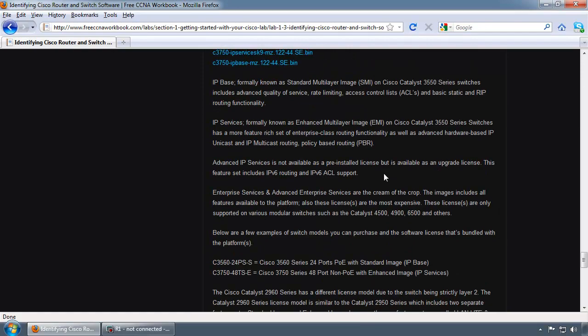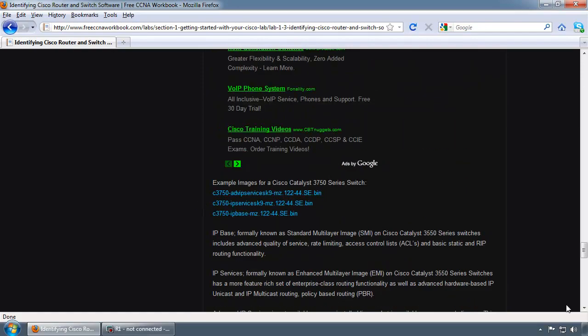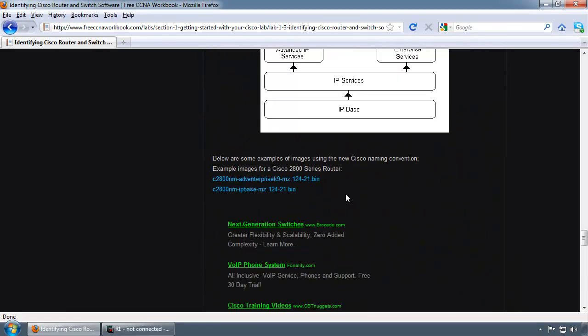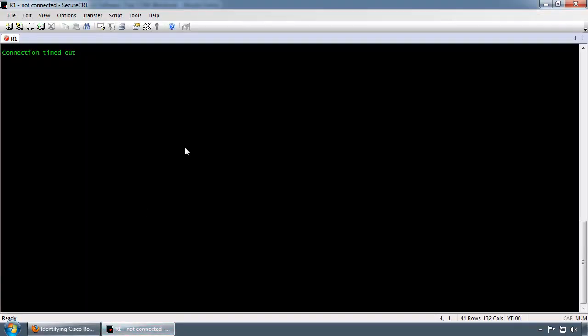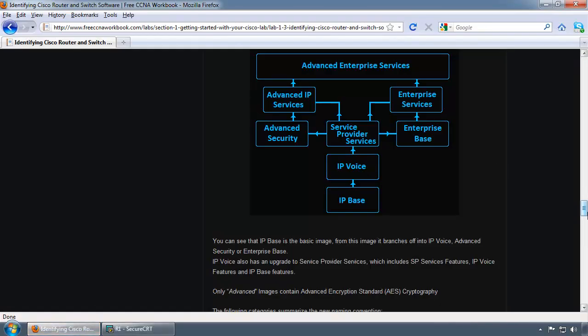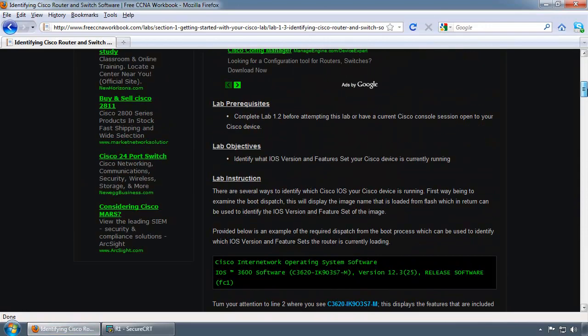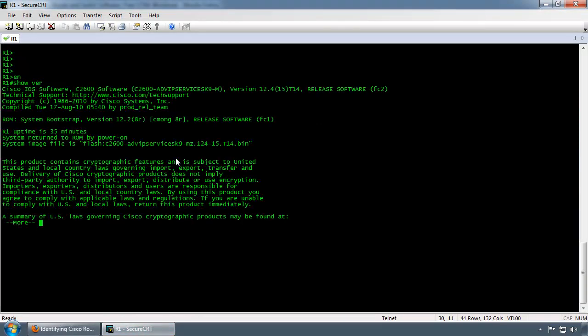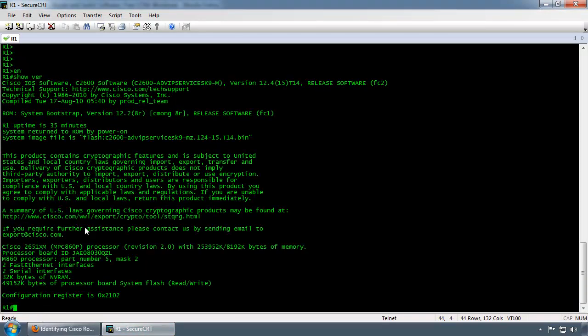So, anyway, let's check this out. Ah, there we go, finally. Alright, now there was a command that I was going to demonstrate to you, as I was talking about in the beginning of the video, which is show version. This command is very helpful, and it will help you identify the iOS that is currently running on a particular platform. As you can see here, this is a 2600 series router.